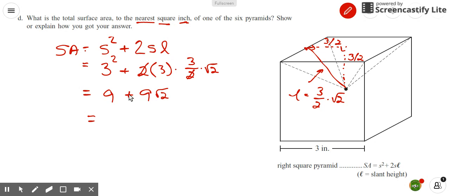Now I go to my calculator. 9 plus 9 radical 2. My calculator gave me 21.7, which rounds, again, to the nearest inch, 22 square inches for the total surface area of one of the 6 pyramids.